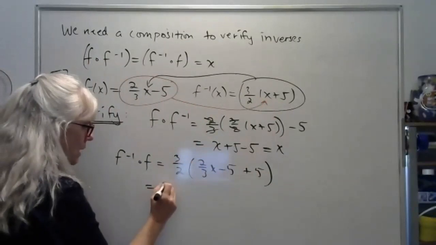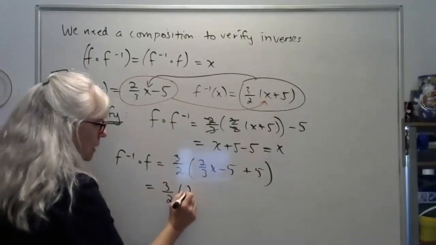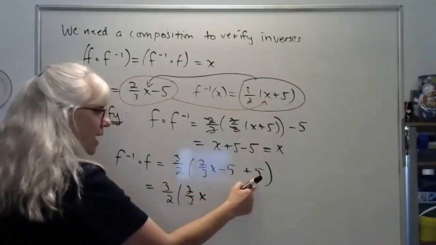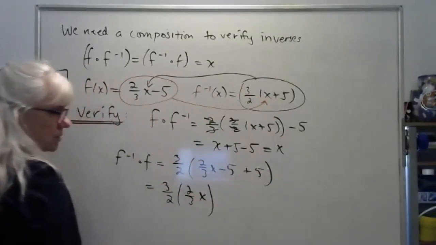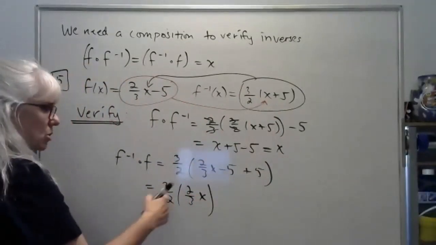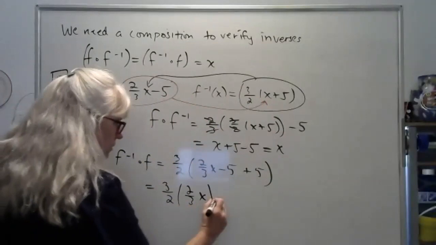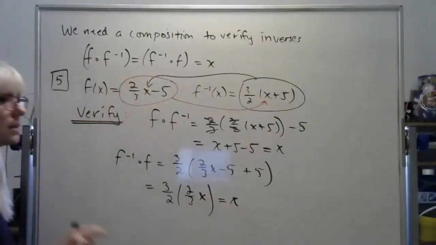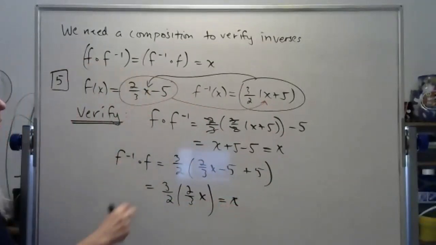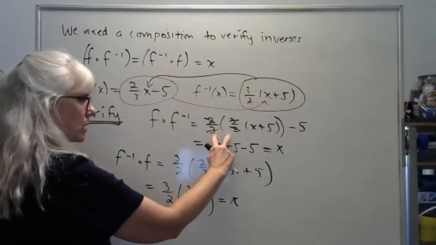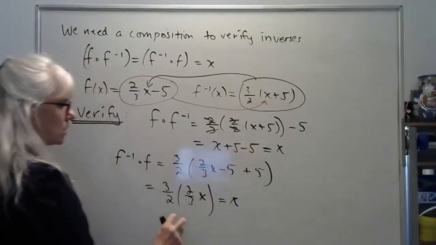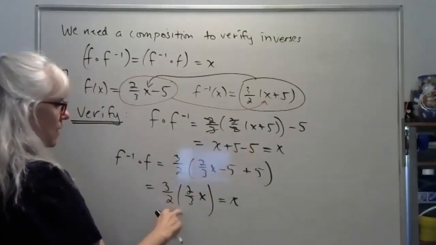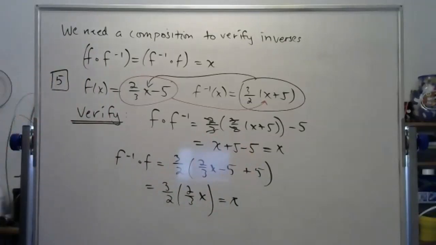Okay, well, this time what happens is those 5s are going to cancel first. And then we'll see that the 2/3 and the 3/2 are going to cancel and give me just x. So notice again, they're canceling in the opposite orders. When we did it this way, the 2/3 and 3/2 canceled, then the 5s canceled. Here, the 5s cancel, and then the 3/2 and the 2/3. So we verified it, we are good to go.